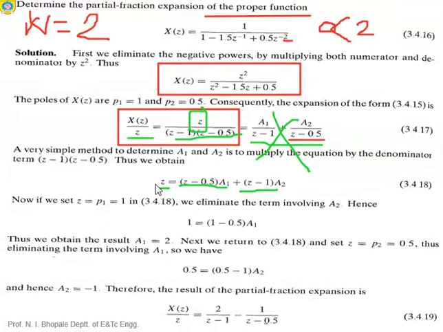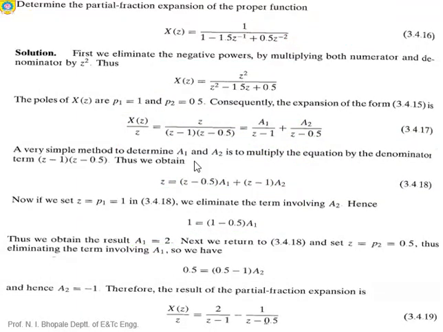Once we equate it to z, after putting z equal to 1, we obviously get only the value of A1, since A2 will be cancelled. After solving this by putting z equal to 1, A1 equals 2. Once we have A1 equal to 2, put z equal to 0.5. Then the first term will be gone and we get 0.5 equal to 0.5 minus 1 into A2.